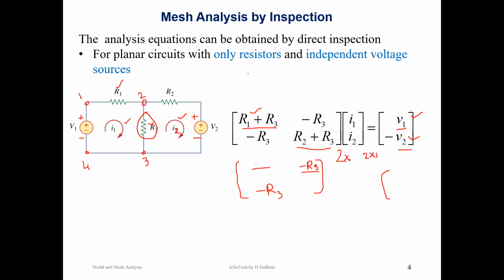So the size of the A matrix depends upon the number of mesh currents. If the number of meshes is 3, it is a 3 by 3 matrix. If meshes are 4, it is a 4 by 4 matrix. And the X matrix depends upon the number of mesh currents. And the B matrix will consist of the independent voltage sources. When you are touching plus of an independent voltage source, on the right hand side it will become minus, and vice versa.